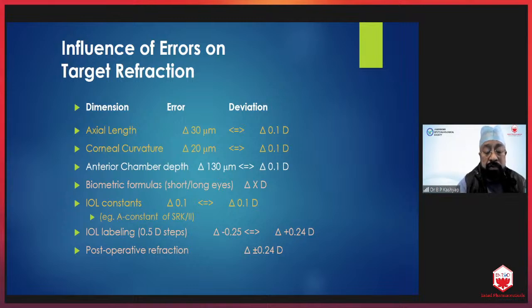If you don't correct yourself, if you don't make your own A constant, it'll be different. But mind you, we get IOLs in 0.5 diopter steps, right? So if you have anything in between, you don't get that lens. So imagine that other deviations are there, even if you are doing fantastic work on A-scan biometry, you don't get that kind of an IOL. So that's a problem. And of course, the surgeon's own surgically induced astigmatism and then post-operative refraction, there can be some difference. So the post-operative refraction and the surgically induced astigmatism are also a big, big factor.